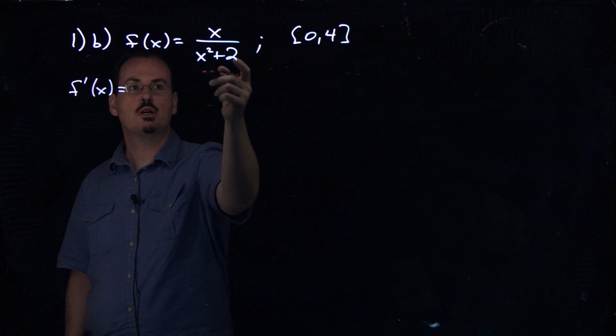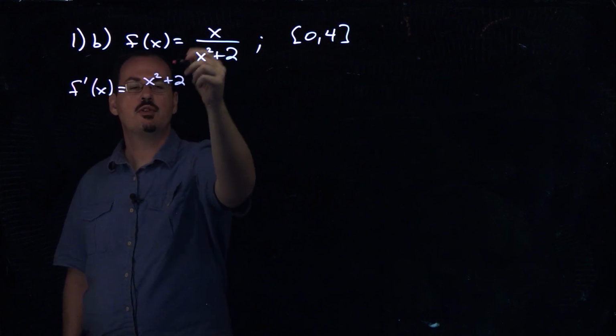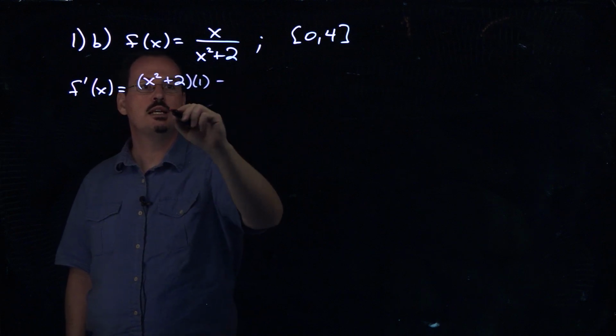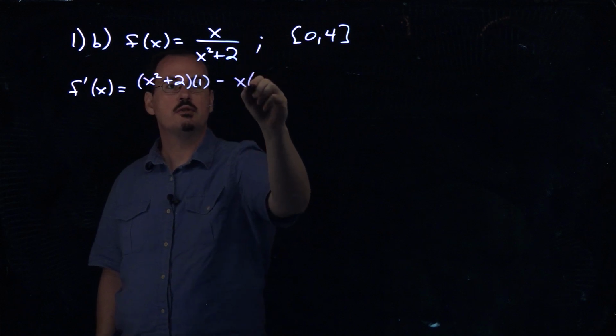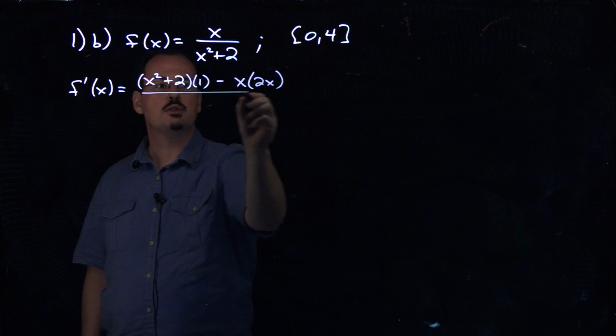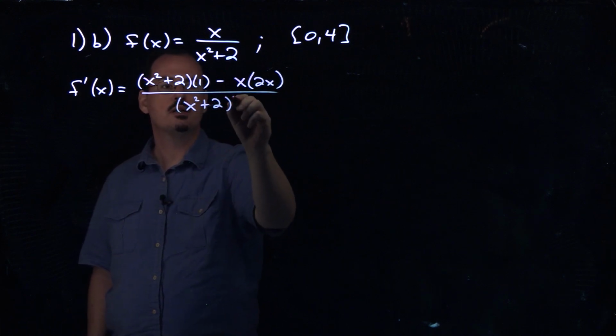So remember how that works: low d high, so x squared plus 2. The derivative of the top function here is just 1. I'll go ahead and write that so we'll keep this straight. Minus high d low, so the high function, and then the derivative of the bottom function is 2x. And then we divide all this by x squared plus 2 squared.